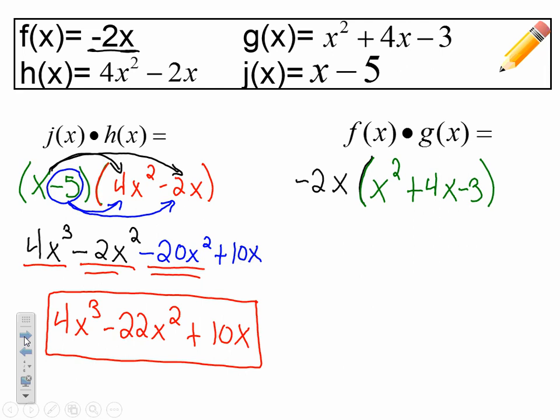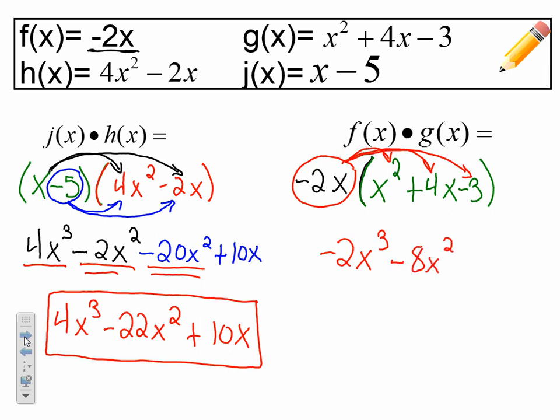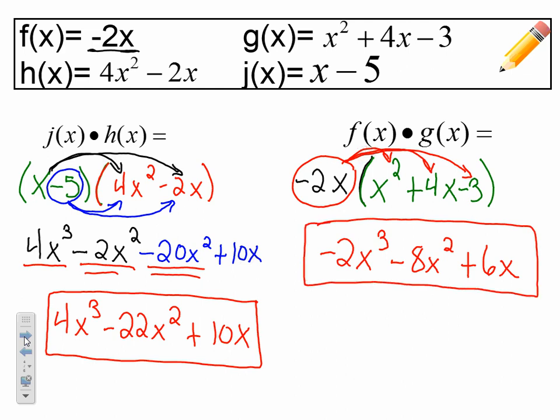We're going to use our distributive property, so all of this has to be distributed to each of these parts. So I'm going to get negative 2x cubed minus 8x squared plus 6x. Now this one I can't simplify any more than it already is, so this is going to be my final answer. So those are two examples of how we're going to multiply functions together.